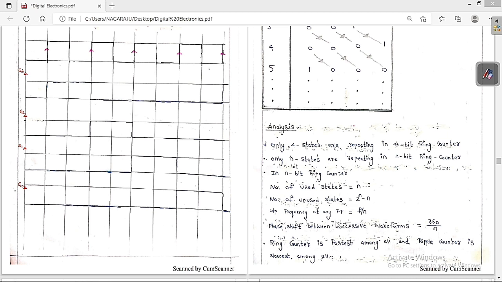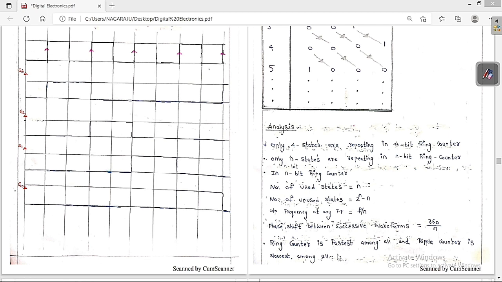And the output frequency at any flip-flop is nothing but the supply frequency divided by the number of used states, which is n. And the phase shift between two successive waveforms is equal to 360 degrees divided by the number of used states, n. And the ring counter is the fastest among all and the ripple counter is the slowest among all. So these are the very important points that you always have to keep in your mind.